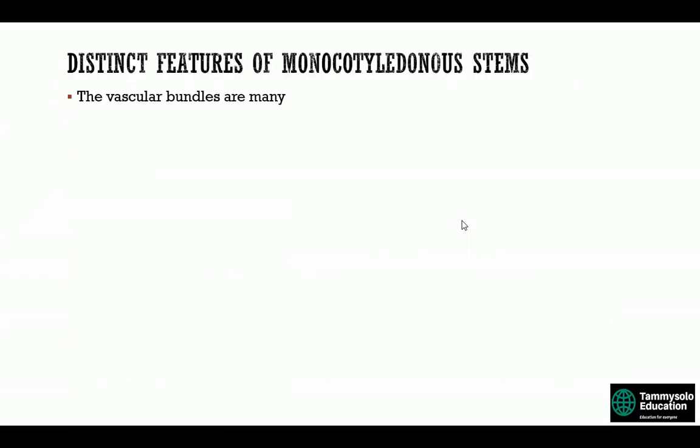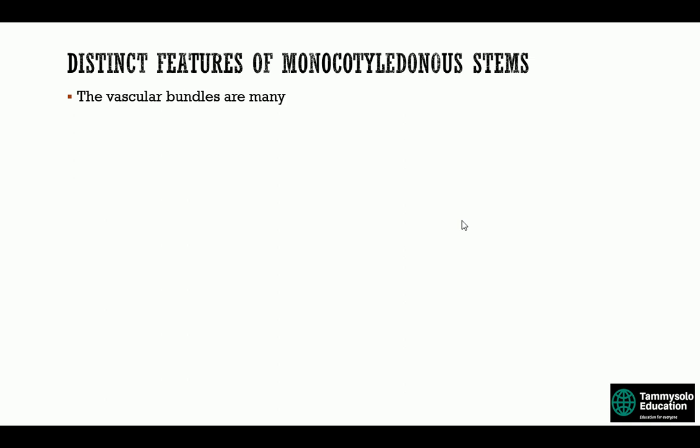So we have some distinct features we need to look at when we talk about the monocot stem from the dicot stems. The vascular bundles are many, much more than that of the dicot. Remember we talked about the diarch, the triarch, the tetrarch, the pentarch and the hexarch. Okay, but for that of the monocot, we have them from 6, 7 and above. Okay, the minimum is 6 and then above. Whereas that of the dicot is from 2 down to 5 or 6 thereabout.